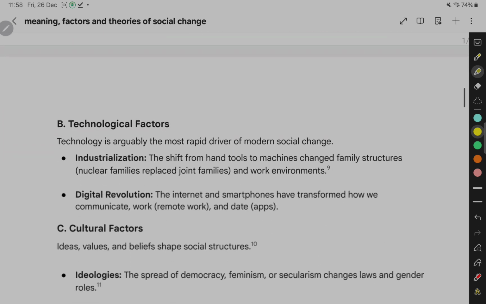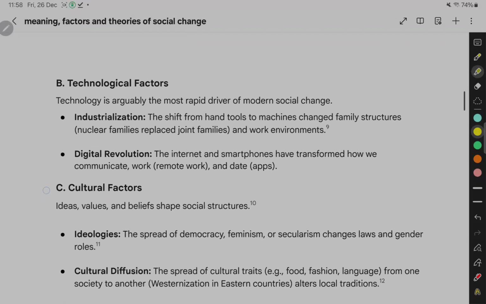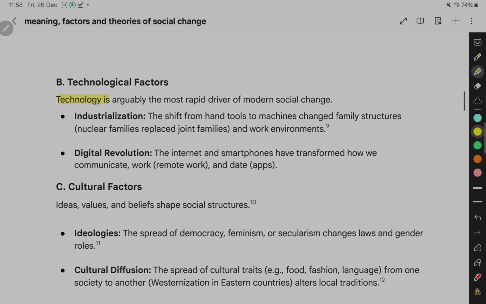B. Technological factors. Technology is arguably the most rapid driver of modern social change. Industrialization: the shift from hand tools to machines changed family structures, nuclear families replaced joint families, and work environments. Digital revolution: the internet and smartphones have transformed how we communicate, work (remote work), and date (dating apps).